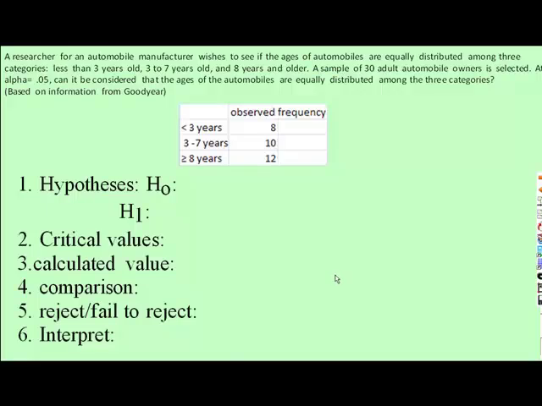A researcher for an automobile manufacturer wishes to see if the ages of automobiles are equally distributed among three categories: less than 3 years, 3 to 7 years, and 8 years and older. A sample of 30 adult automobile owners is selected. At alpha equals 0.05, can it be considered that the ages of the automobiles are equally distributed? In other words, are the proportions equal among the three categories?